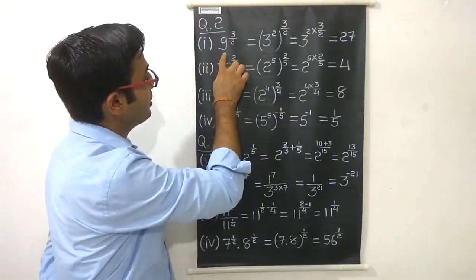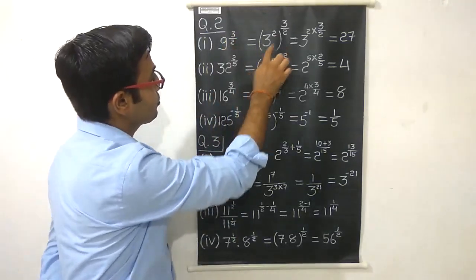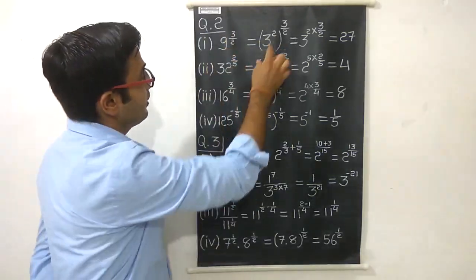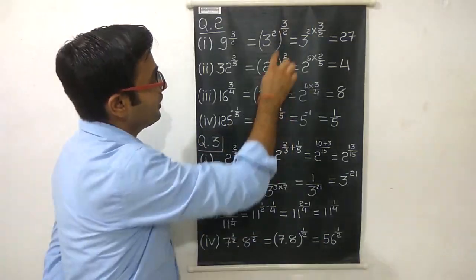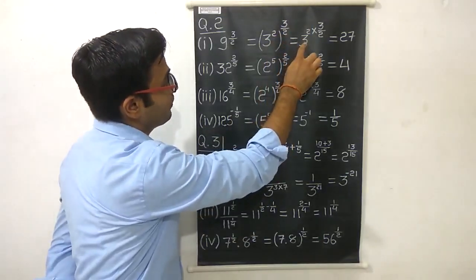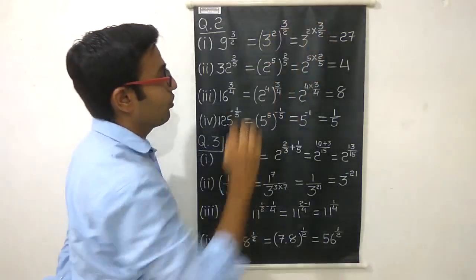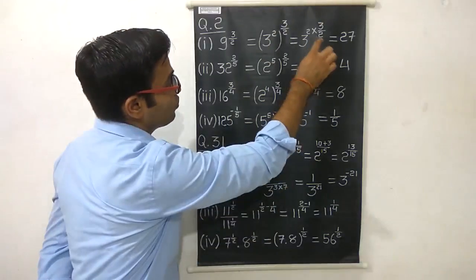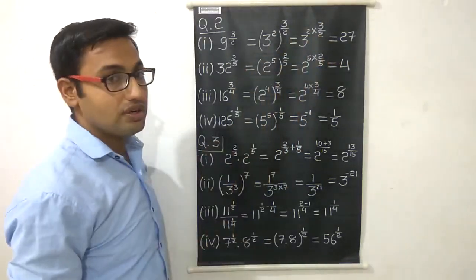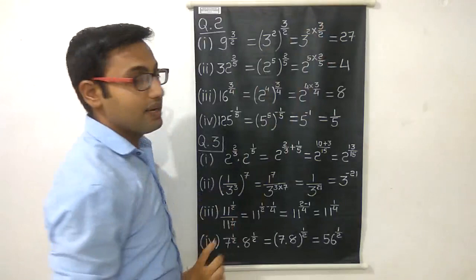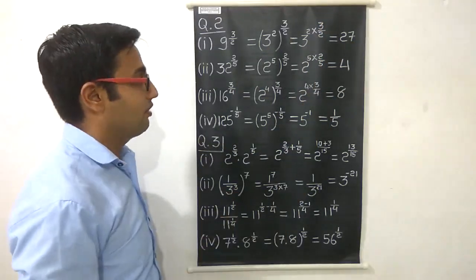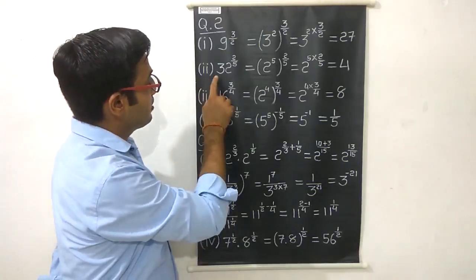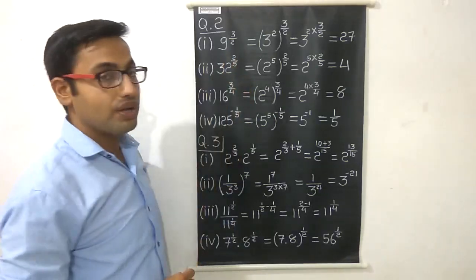So we can write down instead of 9, 3 square, because 3 square is 9, and 3 square whole raised to power 3 upon 2. Again we have to multiply both these powers. So 3 raised to power 2 into 3 upon 2. Now what will happen? This 2 and 2 will cancel out each other. 3 raised to 3 remains, and that is 27. 3 cube is 27.